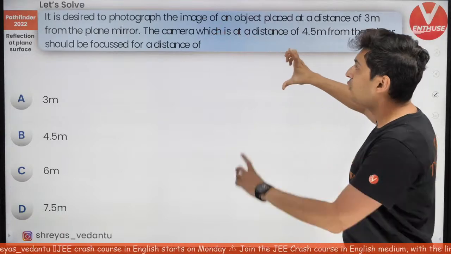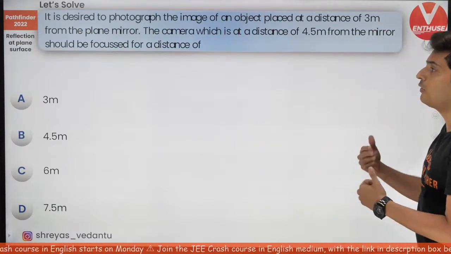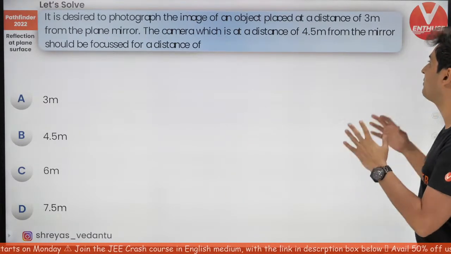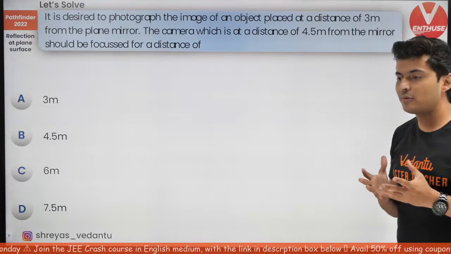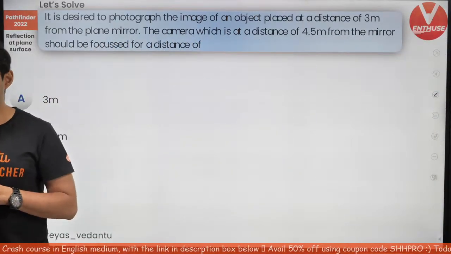It is designed to photograph the image of an object placed at a distance of 3 meters in front of a plane mirror. The camera, which is at a distance of 4.5 meters from the mirror, should be focused at a distance of. Think about it.